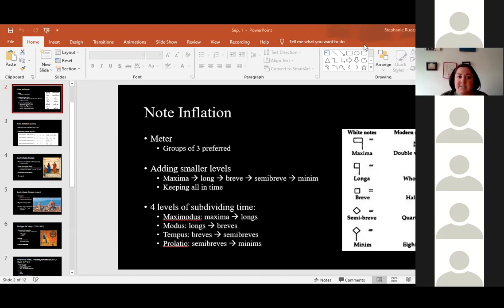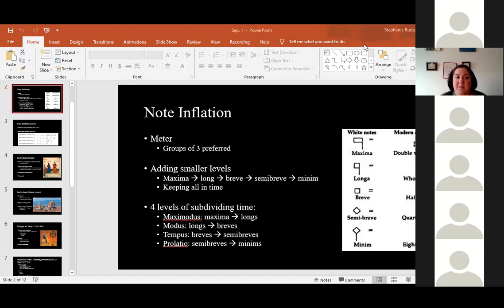Okay. But now because of all these smaller and smaller subdivisions, performers had to keep slowing the notes down to sing all of them in time. So if I wanted to sing my minims in time, I had to make the maxima really long. If I wanted to get all the minims in, then my maxima had to be like, whoo. So we can see how this creates a problem for the people actually performing this music.